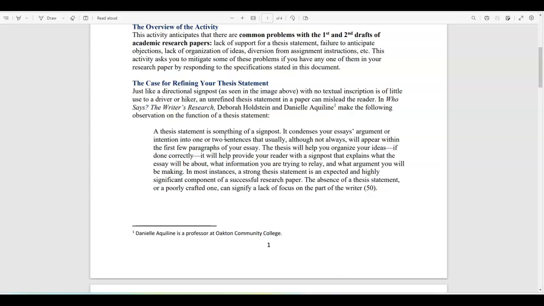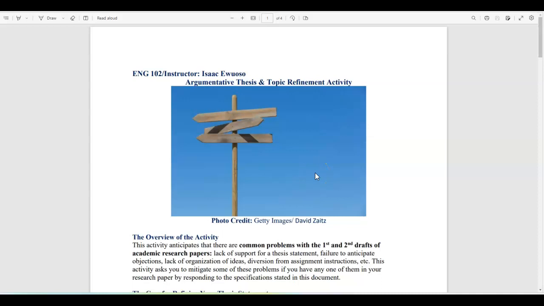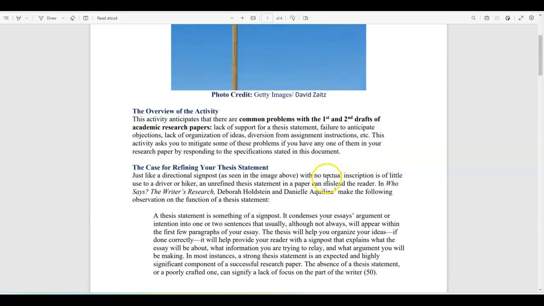The thesis will help you organize your ideas. If done correctly, it will help provide your reader with a signpost that explains what the essay will be about, what information you're trying to relay, and what arguments you will be making. In most instances, a strong thesis statement is an expected and highly significant component of a successful research paper. The absence of a thesis statement, or a poorly crafted one, can signify a lack of focus on the part of the writer. Essentially, what they're saying is that if you have a thesis statement, it's like a directional signpost that tells your reader where you're heading and what you're trying to do.